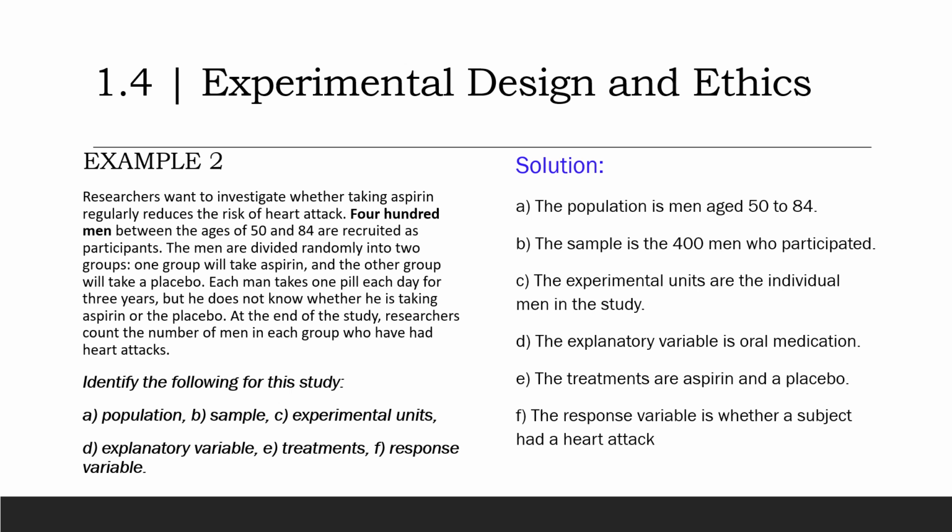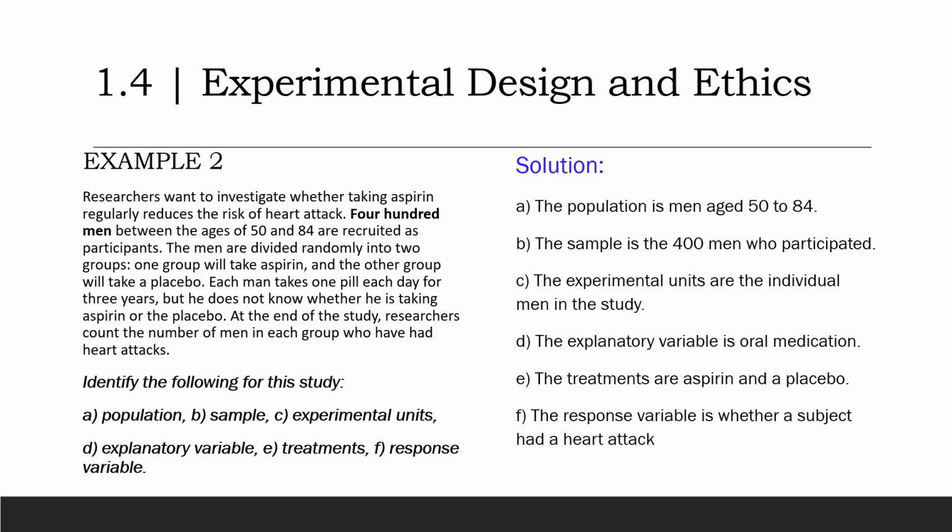Okay, finally, we are going to work together on example 2. Okay, so Andrew, please. Researchers want to investigate whether taking aspirin regularly reduces the risk of heart attack. 400 men between the ages of 50 and 84 are recruited as participants. The men are divided randomly into 2 groups. One group will take aspirin and the other group will take a placebo.